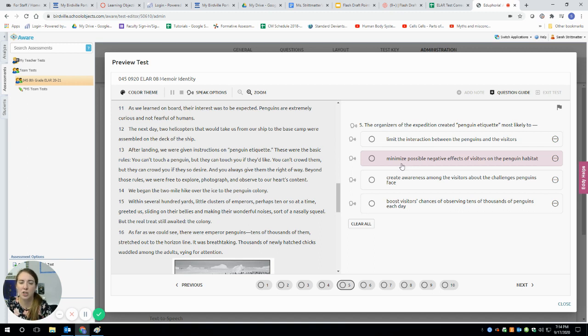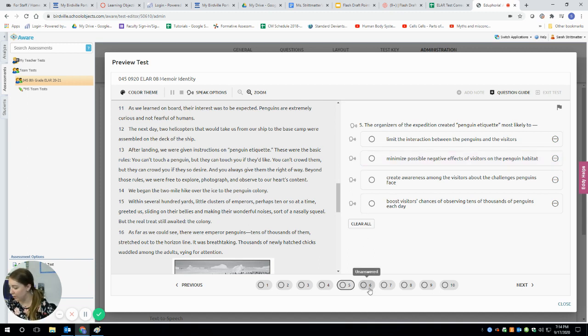They don't want people touching the penguins or crowding the penguins, probably because they don't want the visitors to have any negative effects on the penguins or on their habitat. So B is the best answer because the rules are there to protect the penguins' habitat.